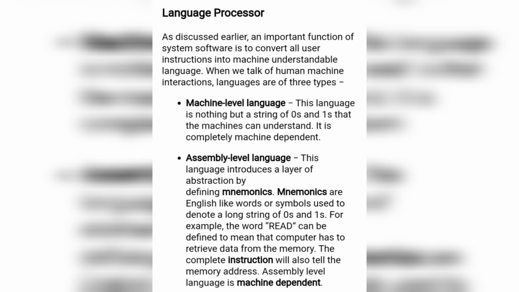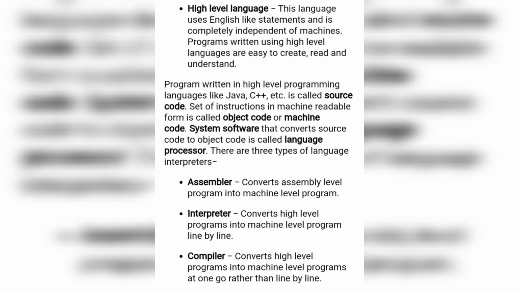Assembly-level language. This language introduces a layer of abstraction by defining mnemonics. Mnemonics are English-like words or symbols used to denote a long string of zeros and ones. For example, the word read can be defined to mean that the computer has to retrieve data from the memory. The complete instruction will also tell the memory address. Assembly-level language is machine-dependent.